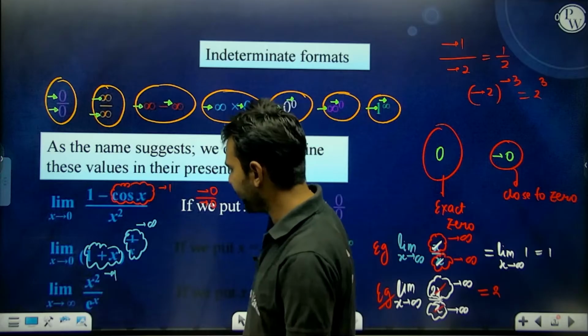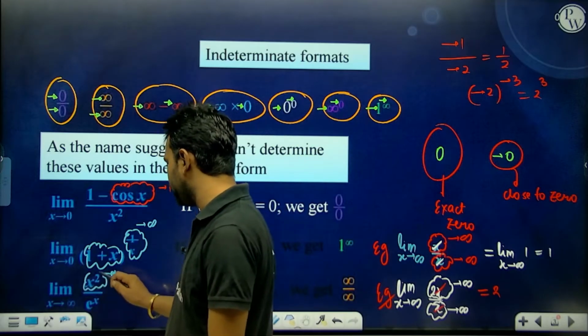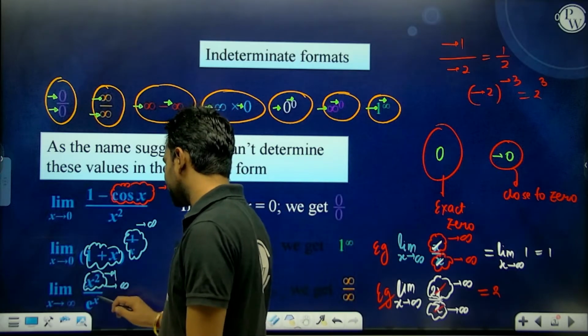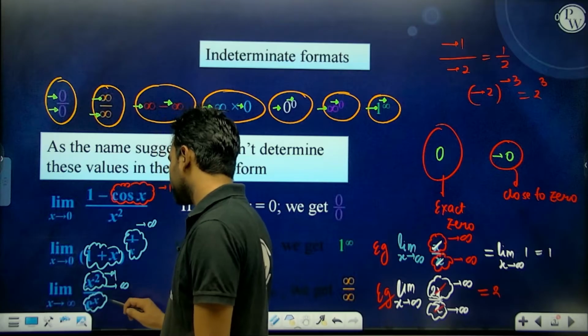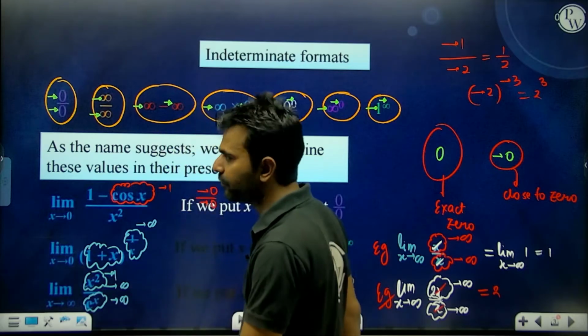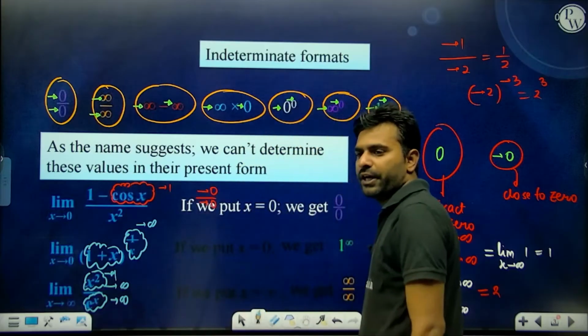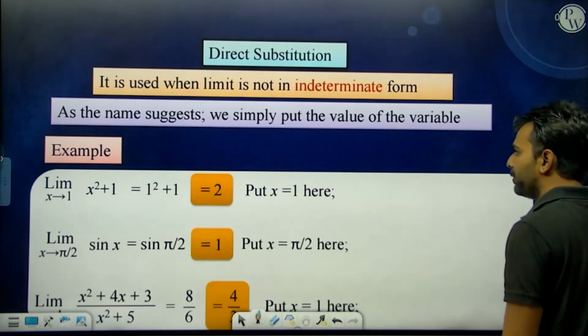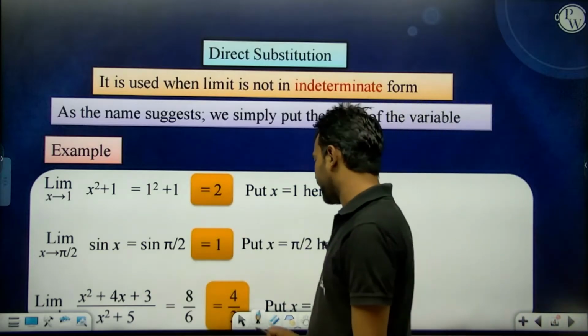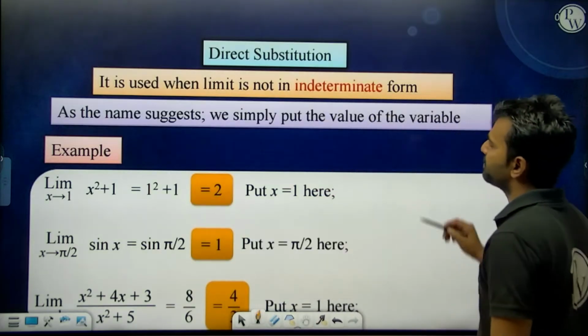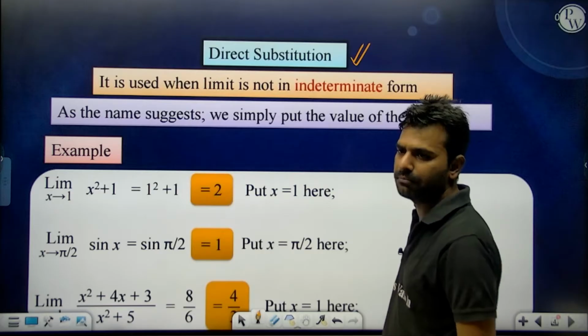Here also if you see, x is moving towards infinity, so this number will be moving towards infinity, and this number will also be moving towards infinity. So this is nothing but tending to infinity upon tending to infinity. Here also this form happens. That means we will need to do some manipulations so that we can find out the value of these limits. Now let's talk about method number 1, and that is the substitution method, the direct substitution method.